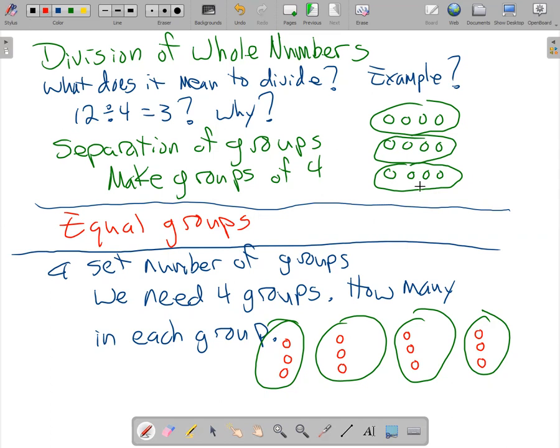This top one is often called the subtractive method for division. And sometimes it's called the measurement version of division, because we're using 4 to measure how big 12 is.